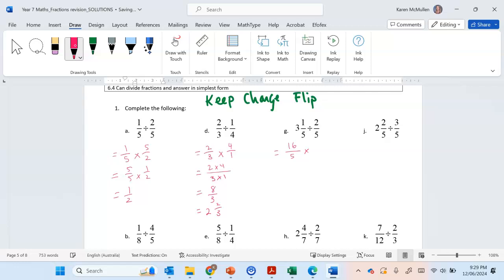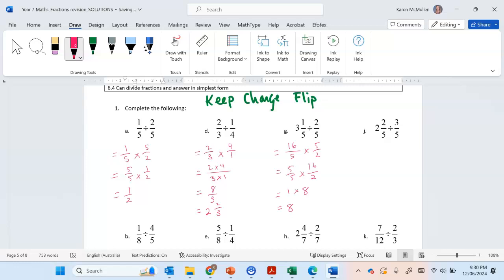All right, so we're going to keep, change, flip. So I'm going to keep that first fraction, same fraction, just written as an improper fraction now. We change our division sign to a multiply, and then we flip. So 16 over 5 times 5 over 2. And I can see that changing my numerators is going to make life a lot easier for me. So 5 divided by 5 is 1, and 16 divided by 2 is 8. So my answer is actually just 8, a whole number, not even a fraction.